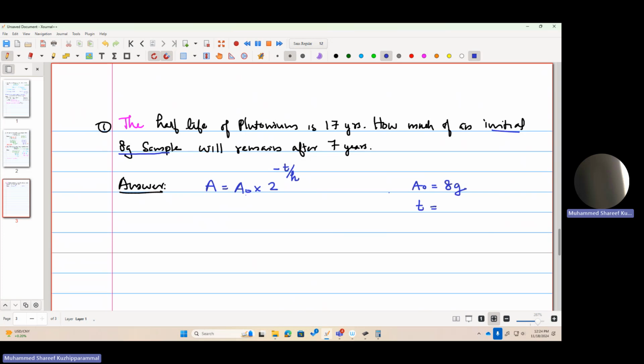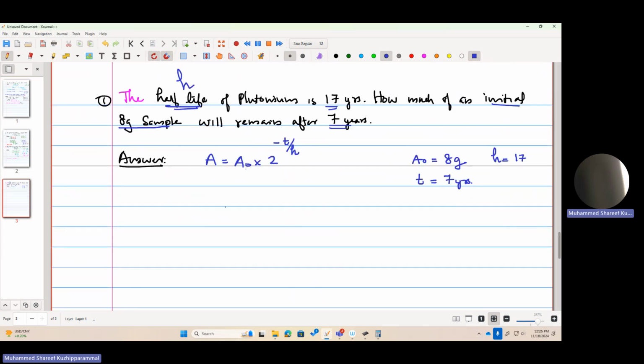Now, what is the time? The half-life is how much? 17. You can denote half-life by H. So H is how much, students? 17. And it will remain after how many years? 7 years. So time is 7 years. Now you have to substitute this value: 8 multiplied by 2 power minus T by H, which is 7 by 17. This you do in calculator. This much sample will be there after 7 years.